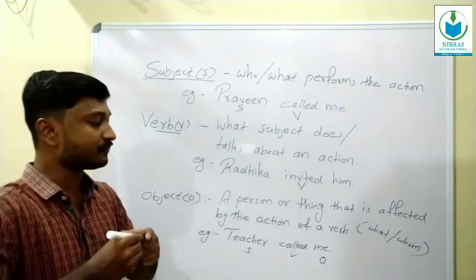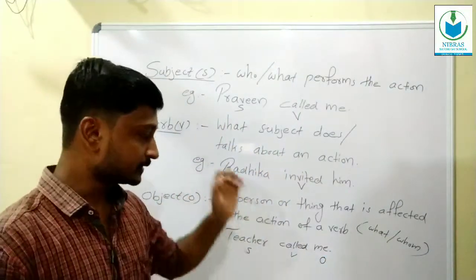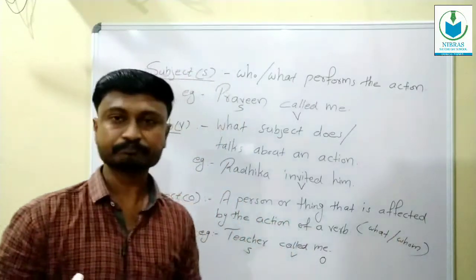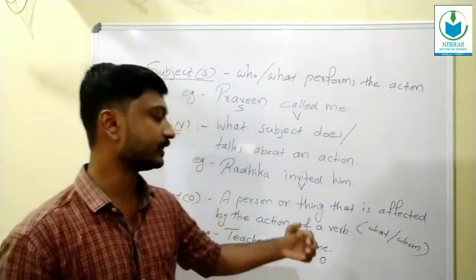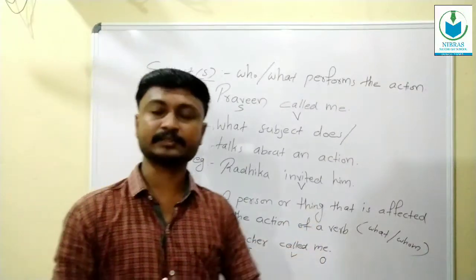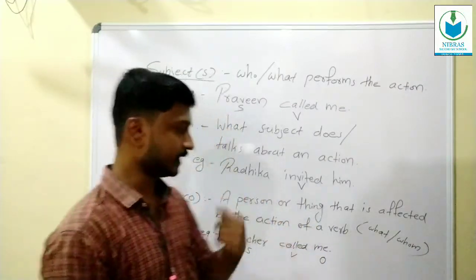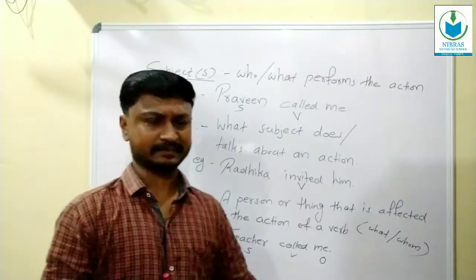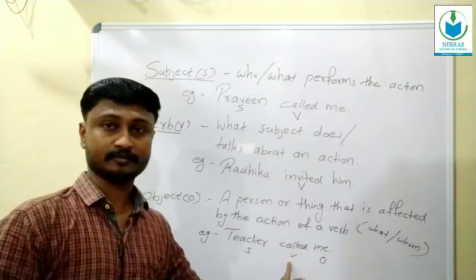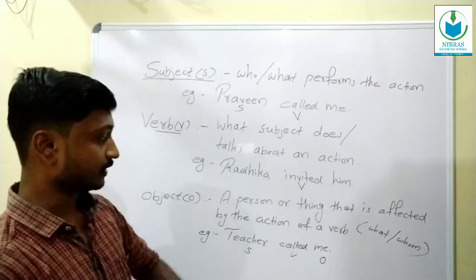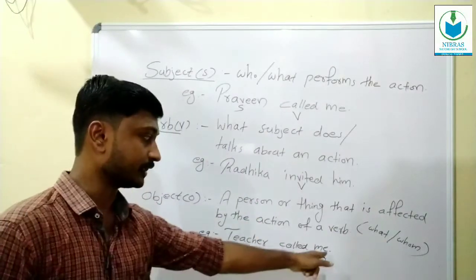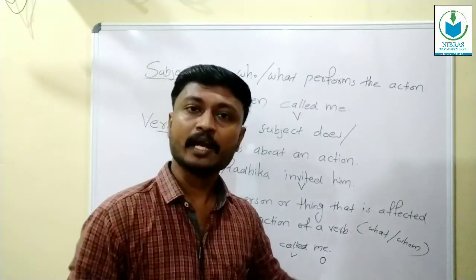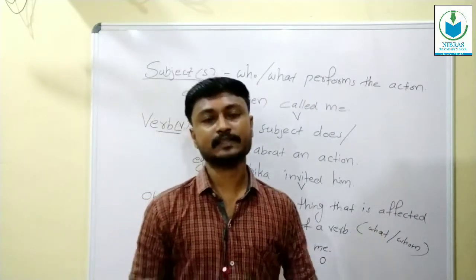And you can easily find an object. How? Simply ask the question what or whom. Then you can easily find the direct object in a sentence. Called what? No answer. Called whom? What is the answer? Yes, me is the answer. So we can say me is the direct object in this sentence.